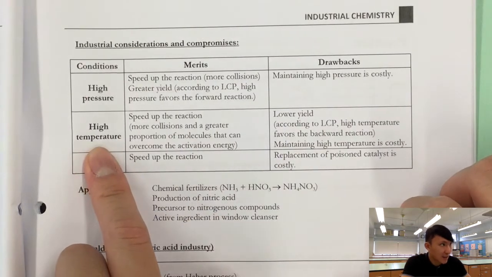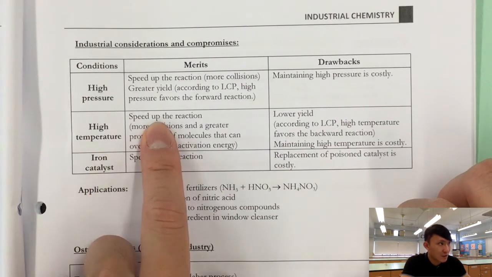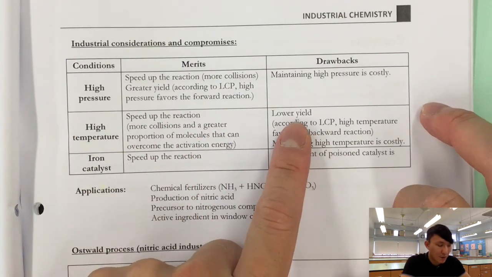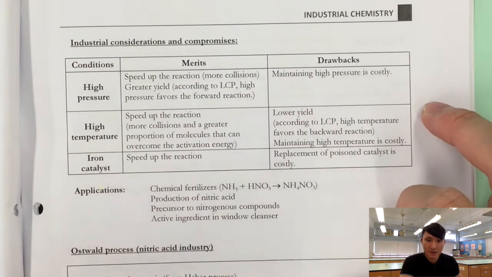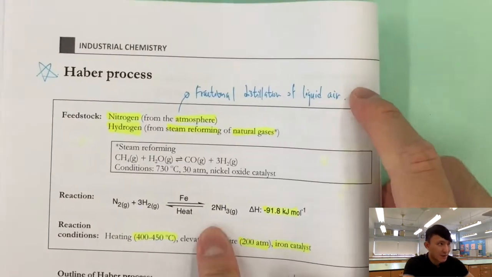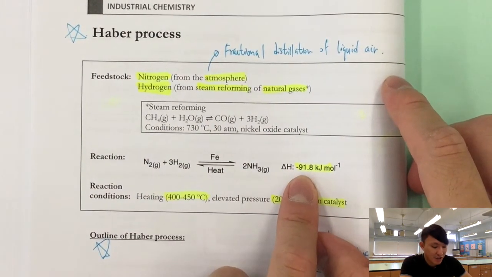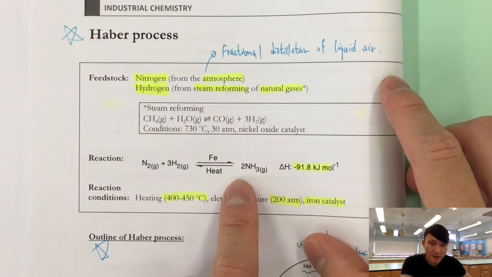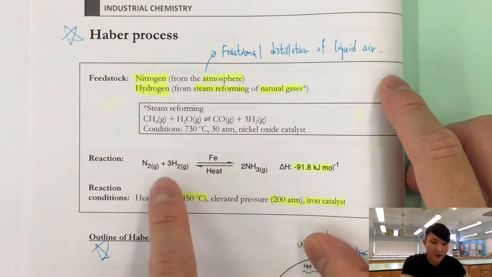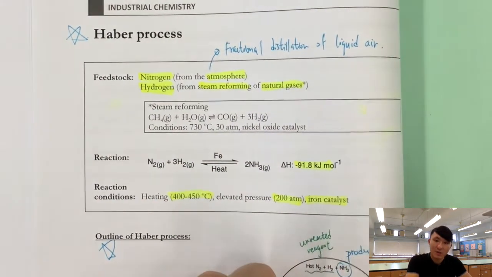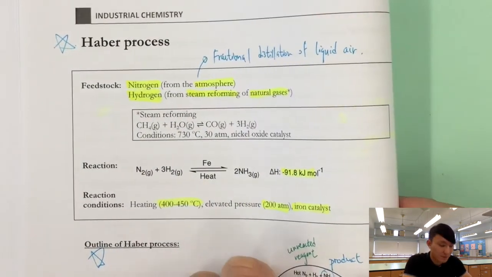Now, operating it at high temperature will of course speed up the reaction. However, it will lead to lower yield because again, you remember the Haber process is exothermic. By increasing the temperature, it will actually make the equilibrium shift to the left, favouring the endothermic reaction. So this one will obviously lower the yield.